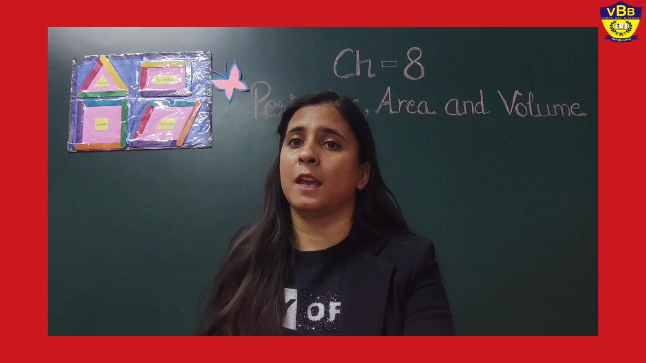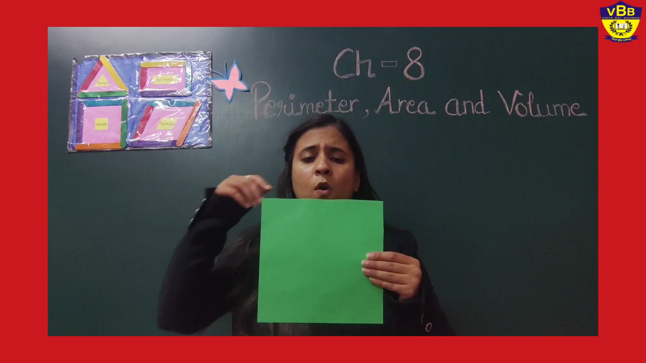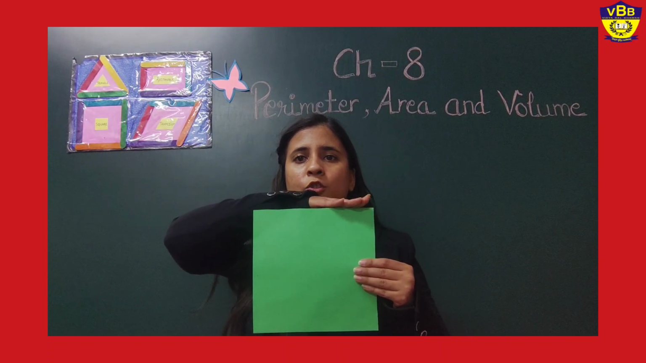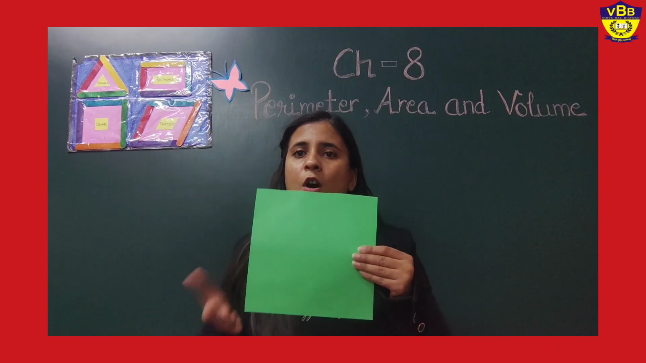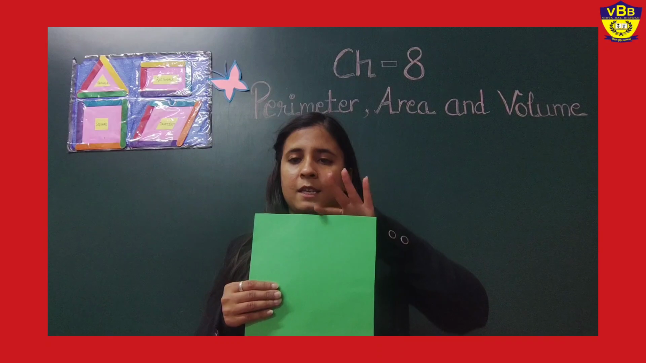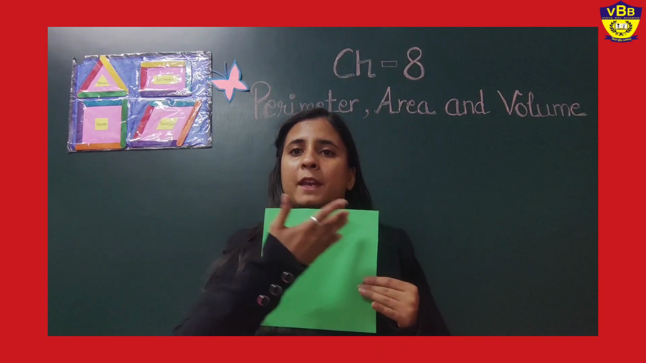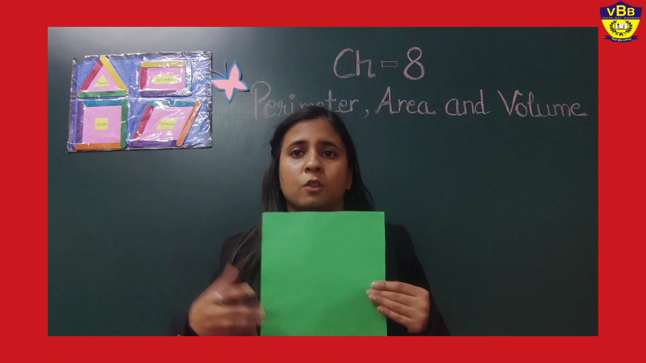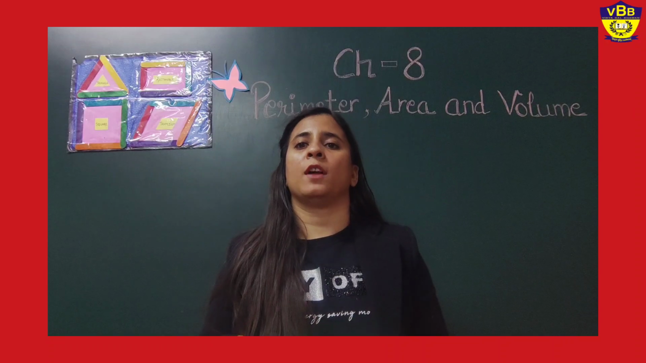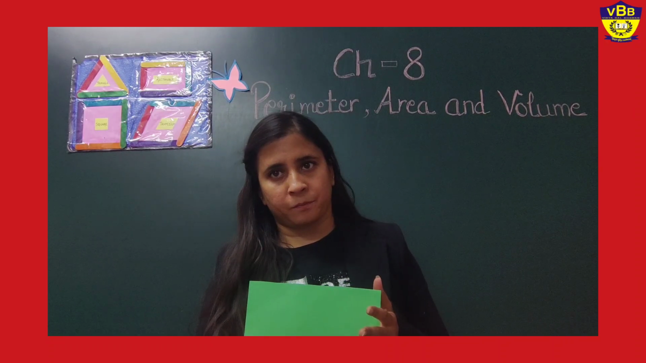That means if I have a shape, this is a square. Now to find its perimeter, what I will do, I am going to add the length of all the four sides of the square. I will add this, this, this and this, and I will get the perimeter of the shape. So what is perimeter? Perimeter is the sum of length of all the sides of any shape.